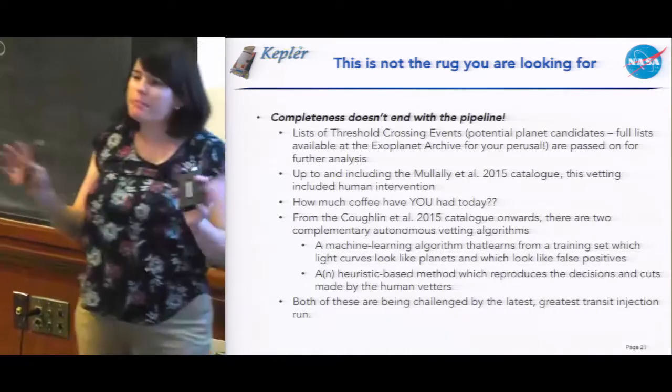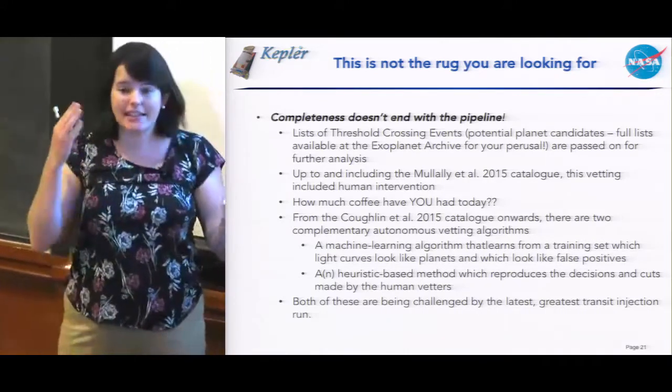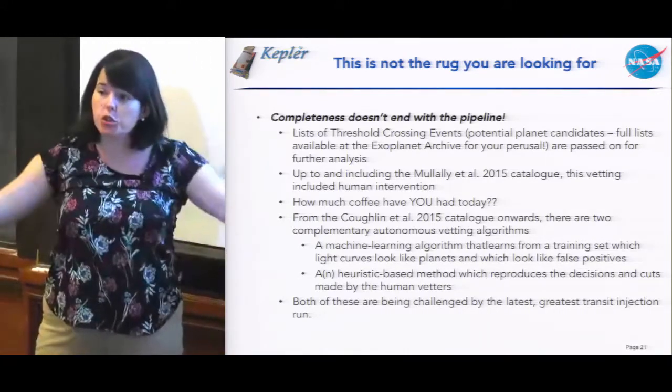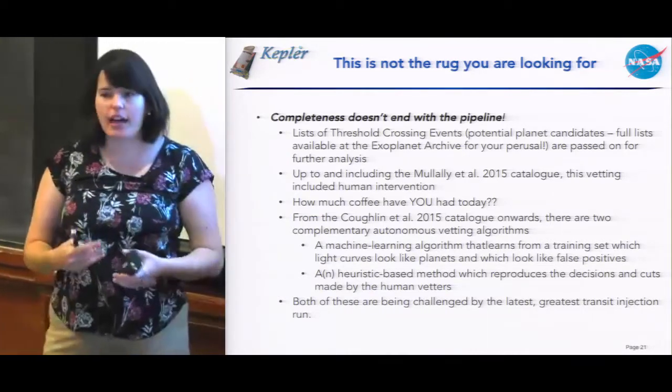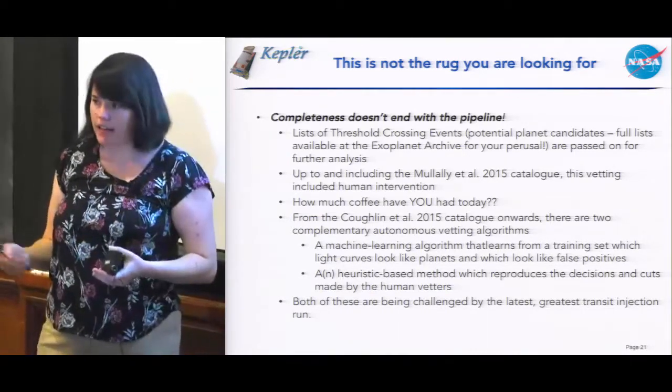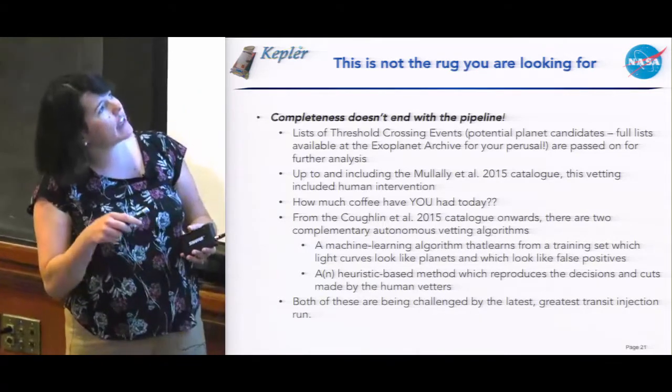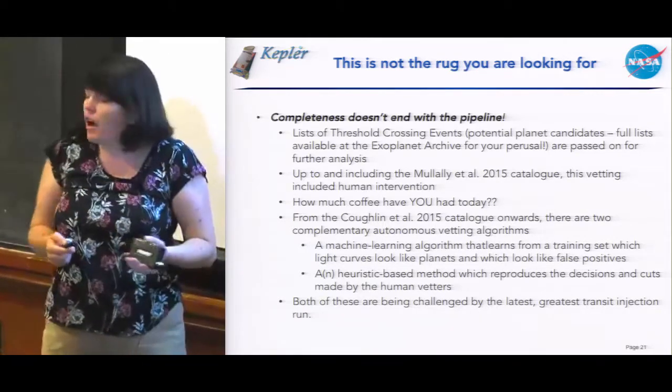So I just want to talk for 1 minute about the fact that completeness doesn't end at the end of the pipeline. So the pipeline produces a set of candidates. And then we have to vet them. We have to decide, is this a good candidate or is it not a good candidate? Now, up until the Coughlin et al. catalog, this was done by people.